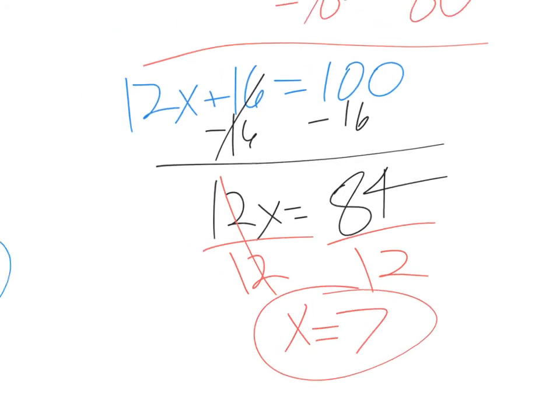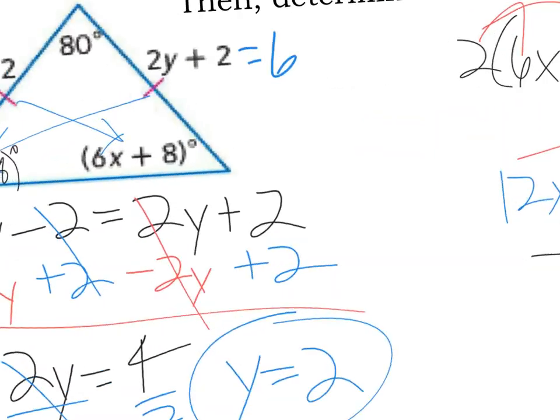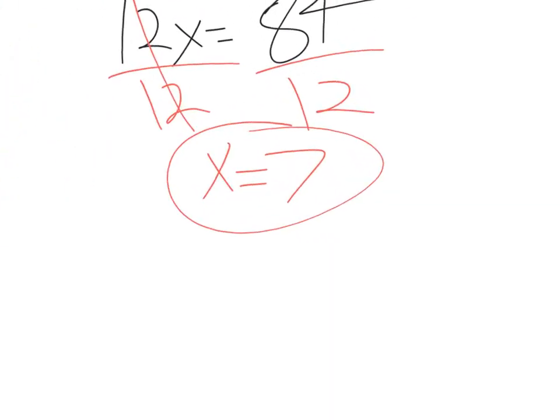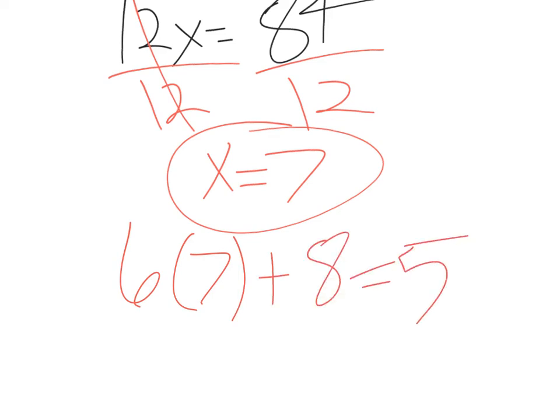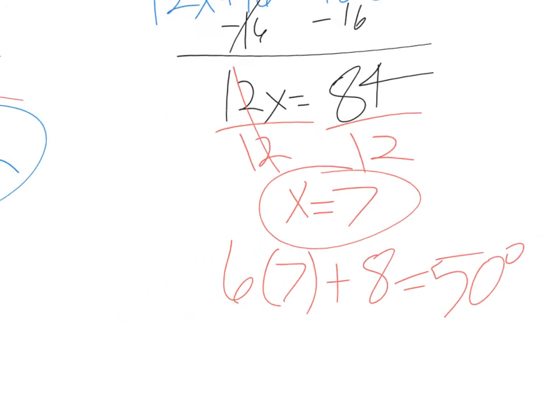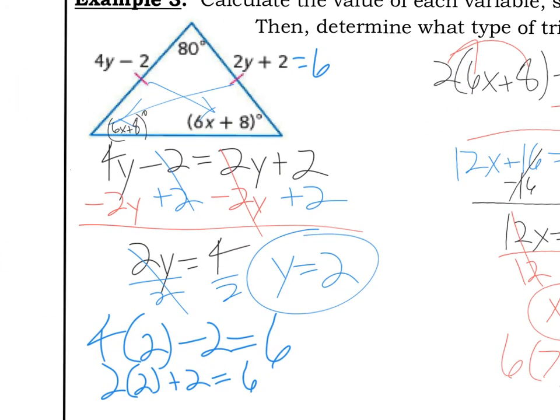And so if I want to figure out what the degree measure is, plug it in. 6 times 7 plus 8. That's going to be 42. 42 plus 8 is 50. So they're each 50 degrees, which makes sense because 50 plus 50 is 100, plus 80 is 180.